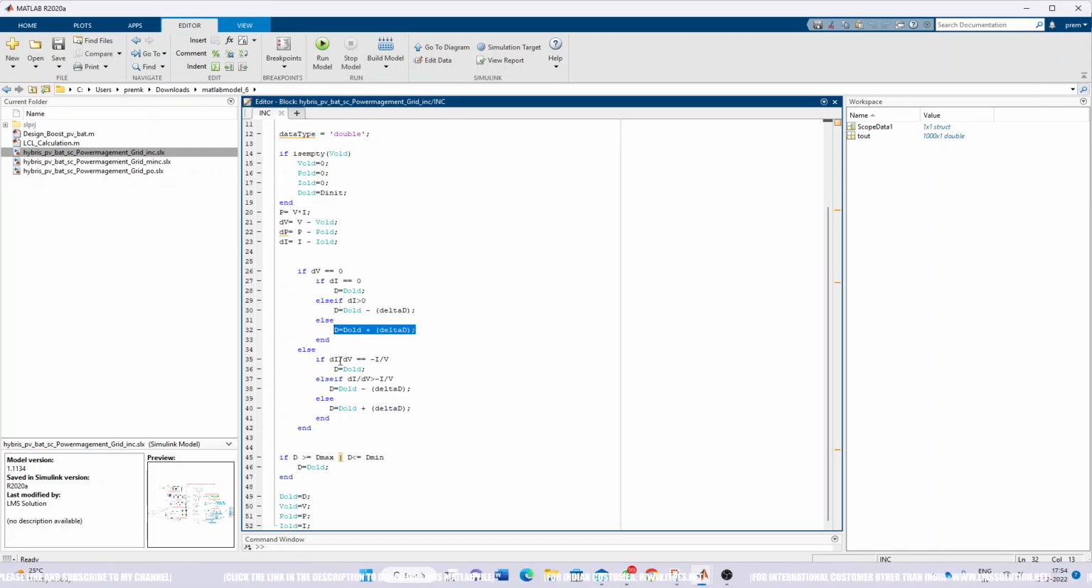And also there is another condition for the incremental conductance. Here you have to compare the incremental conductance dI by dV with minus I by V. If both are equal, the PV panel is already operating at the maximum power point. If dI by dV is greater than minus I by V, you have to decrement the duty cycle, or else you have to increment the duty cycle. Based upon these conditions, we get the maximum power from the PV panel. So this is known as the incremental conductance condition.